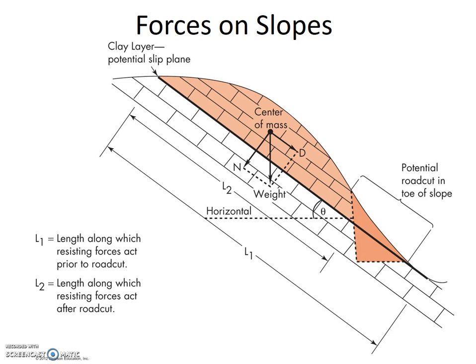As a result, some of the slope mass will be removed, which will lessen the weight of the slope, meaning that the downslope force and the normal force are going to be reduced. Good, right? Less weight, less likely to slide, right? Let's see. The road cut will also reduce the area of the potential slip plane.